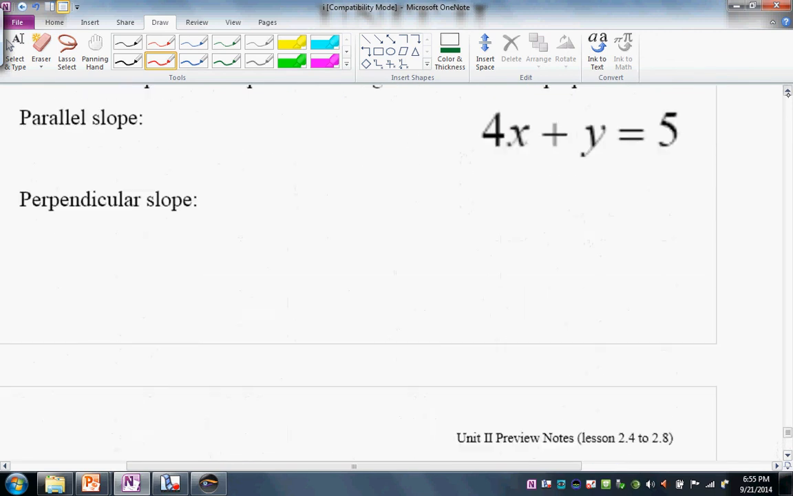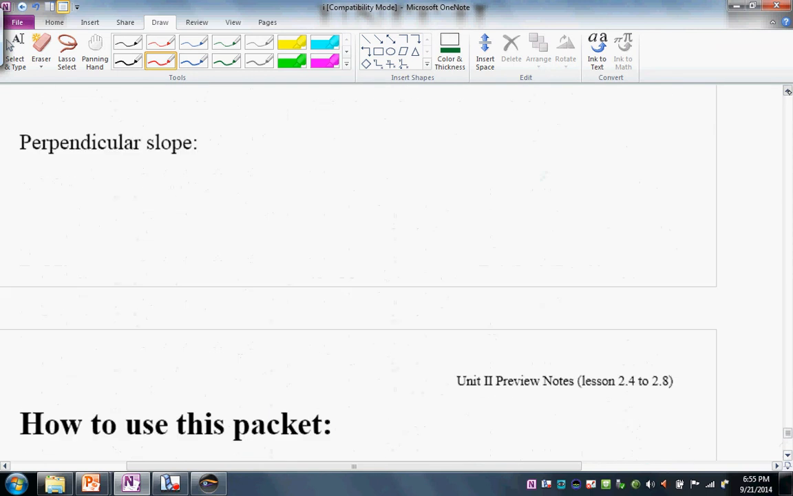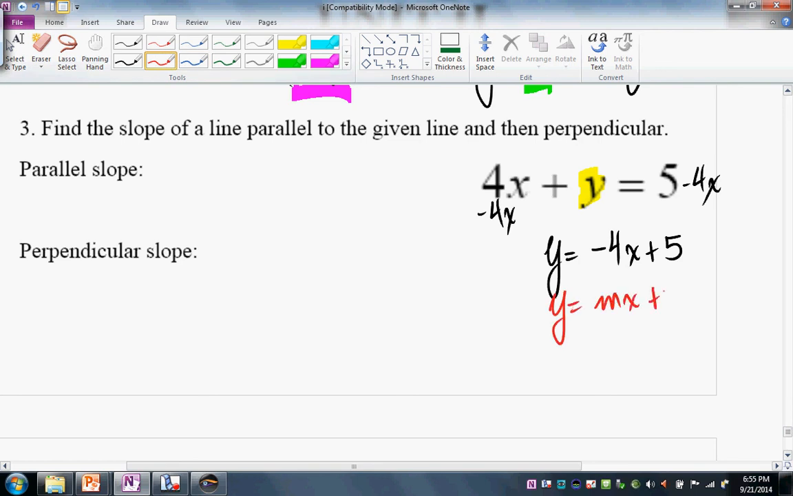We're going to find the slope of the line parallel to the given line. The problem is it's not in y equals mx plus b form, so we have to do that first. So there's our y. Our goal is to get y by himself, so we're going to minus 4x. Minus 4x, so we end up with y equals negative 4x plus 5. Underneath, y equals mx plus b. You can see our slope is negative 4, so the parallel slope is negative 4 over 1. Perpendicular slope is going to be positive 1 over 4.